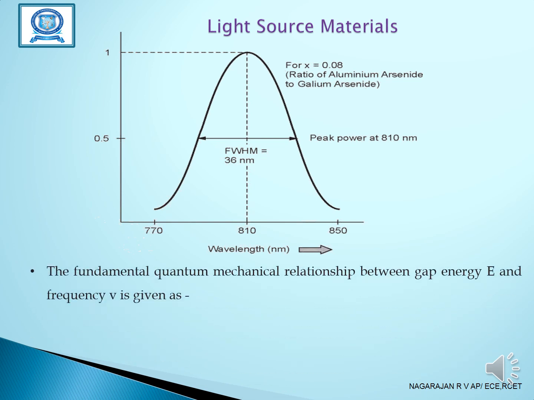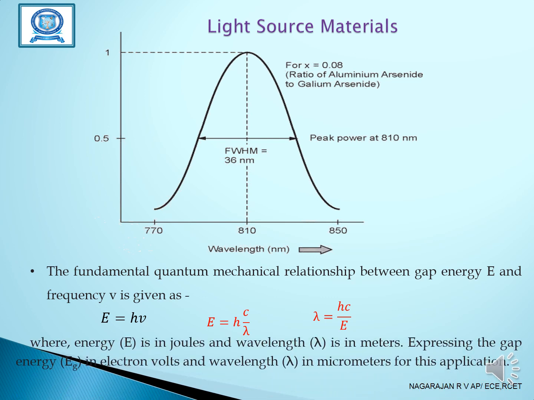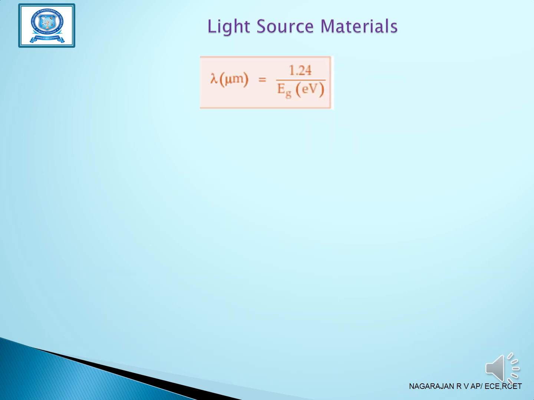The fundamental quantum mechanical relation between the gap energy and frequency is given as E is equal to h nu, and lambda is equal to hc divided by E, where energy is in joules and wavelength is in meters. Expressing the gap energy in electron volts and wavelength in micrometers for this application, lambda is equal to 1.25 divided by Eg in electron volts.